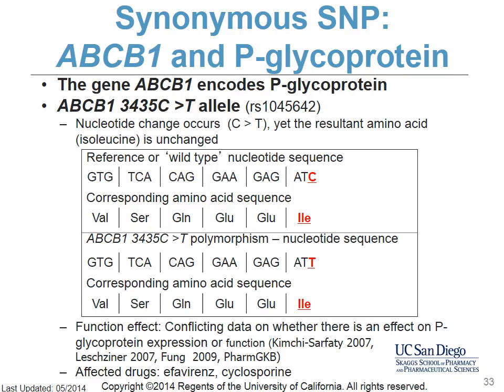The figure compares the wild-type and variant nucleotide sequences and the corresponding amino acids encoded by each. The underlined red letters are the nucleotides at position 3435 and the amino acids they encode. The codons ATC and ATT both encode the amino acid isoleucine. There are conflicting data about whether this polymorphism affects P-glycoprotein expression or activity. Drugs that are substrates for P-glycoprotein include efavirenz and cyclosporine.